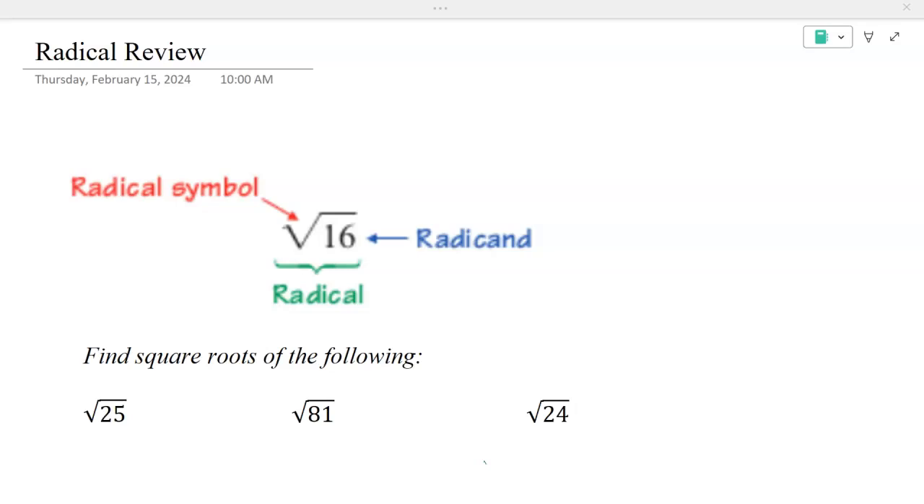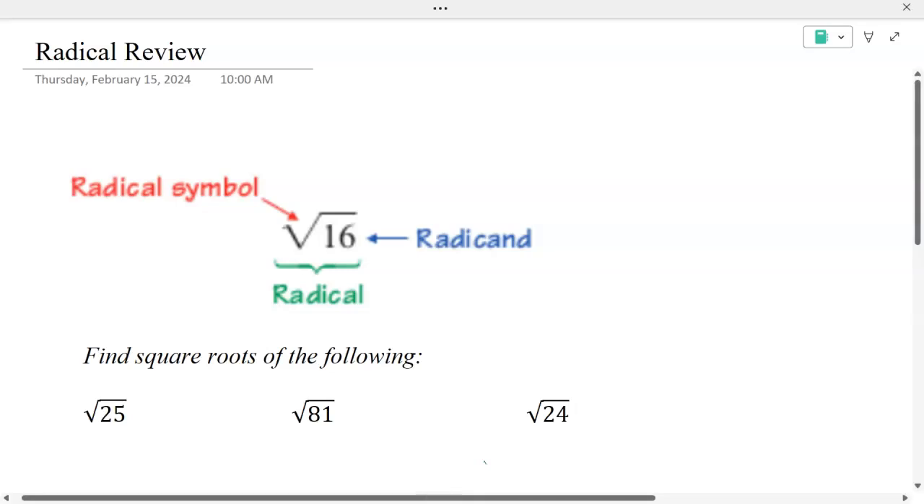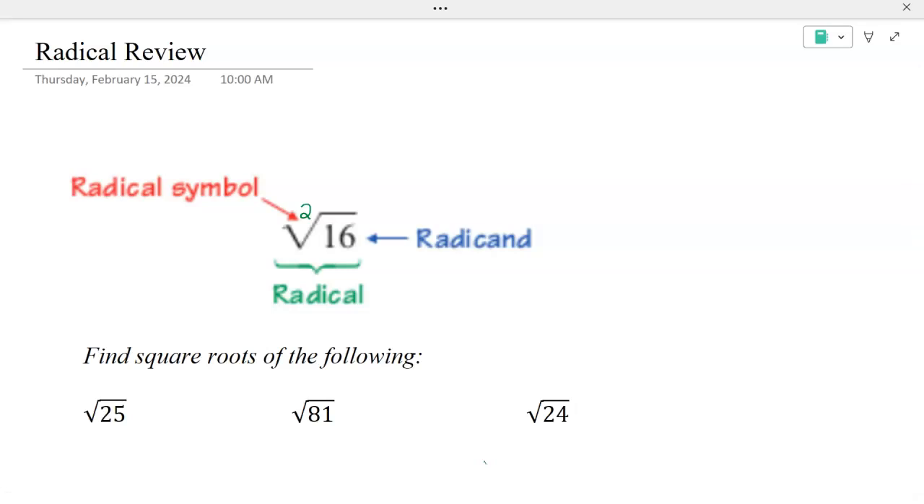Today we're going to do a quick radical review before we start chapter 8 and a couple of quick things. This whole term is called a radical, and the square root sign or the root sign is your radical symbol, and then whatever is underneath the radical symbol is just called your radicand. Now, most of what we will be dealing with this year are going to be square roots, and we don't write that understood index of 2.